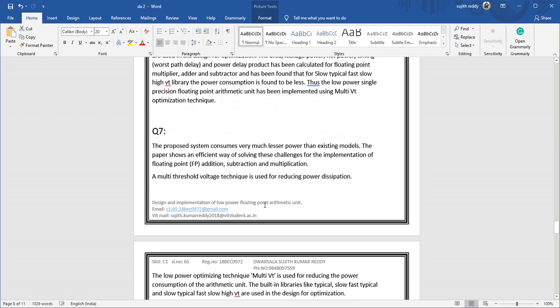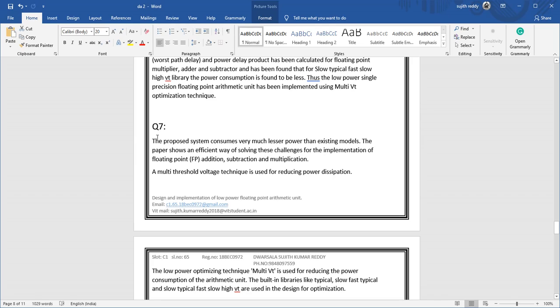The proposed system consumes much less power than the existing model. So here, as per the question, we are trying to implement a low power floating point arithmetic unit, so it consumes much less power than existing models. The paper shows an efficient way of solving these challenges for the implementation of floating point addition, subtraction, and multiplication.